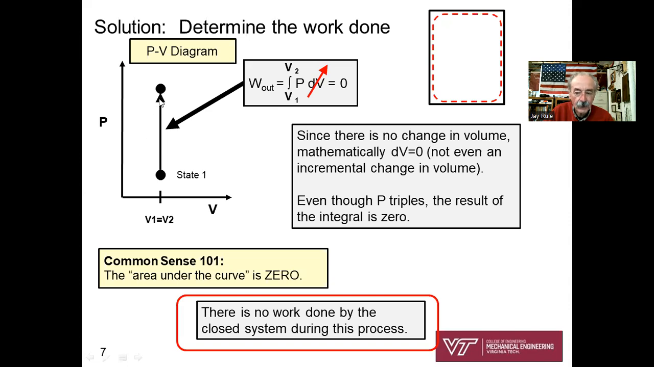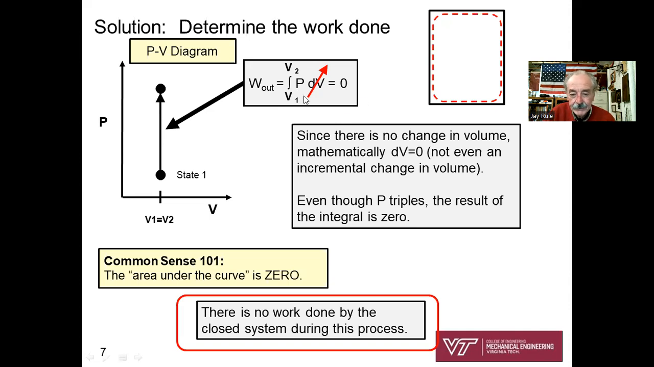The area under the curve, using your eyes, is 0. That's common sense 101. So you don't even have to do the fancy math to determine that the work is 0. Now, if you do want to do fancy math, let's look at the fancy math.